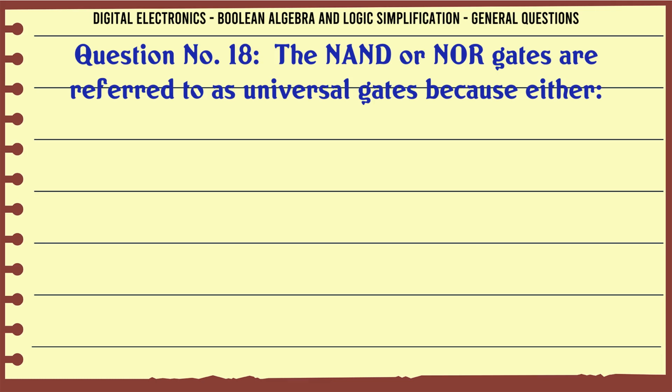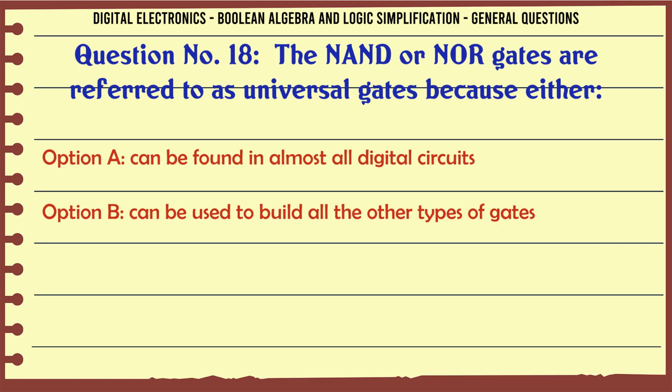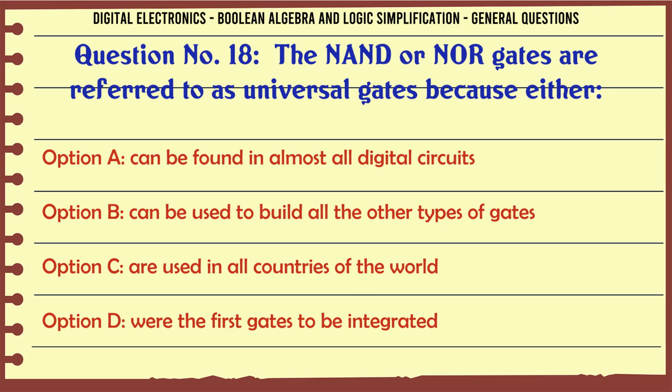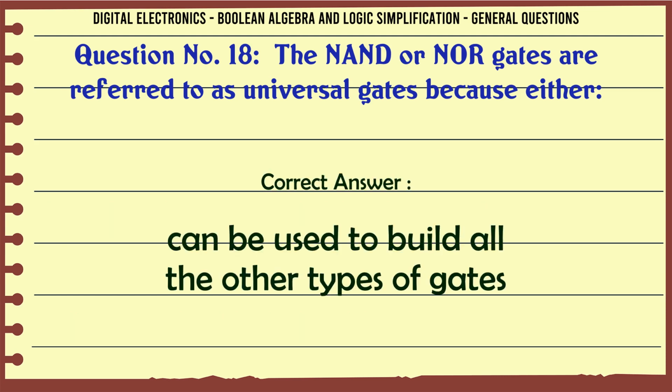The NAND or NOR gates are referred to as universal gates because either A, can be found in almost all digital circuits, B, can be used to build all the other types of gates, C, are used in all countries of the world, D, were the first gates to be integrated. The correct answer is can be used to build all the other types of gates.